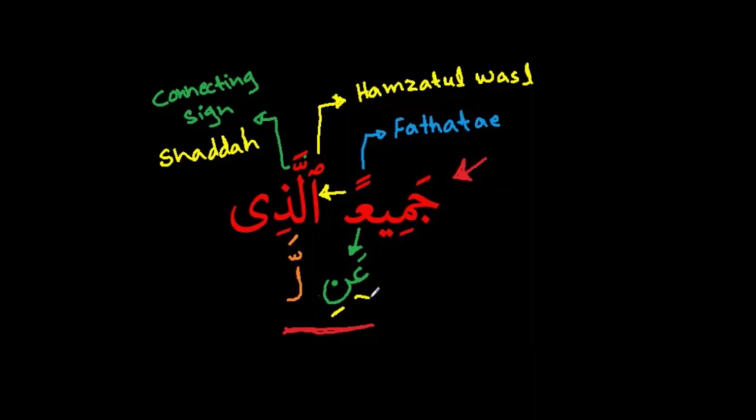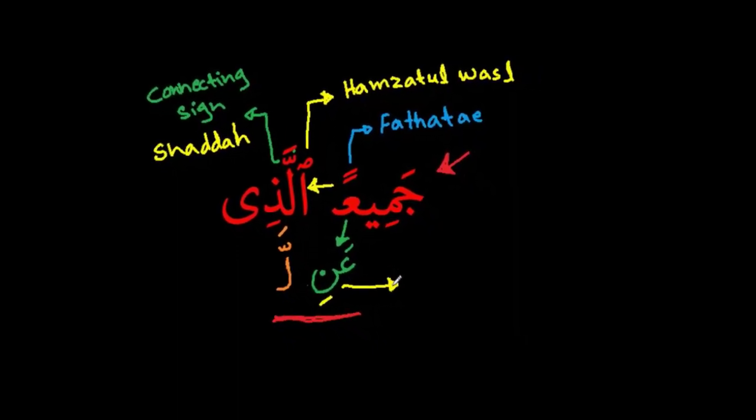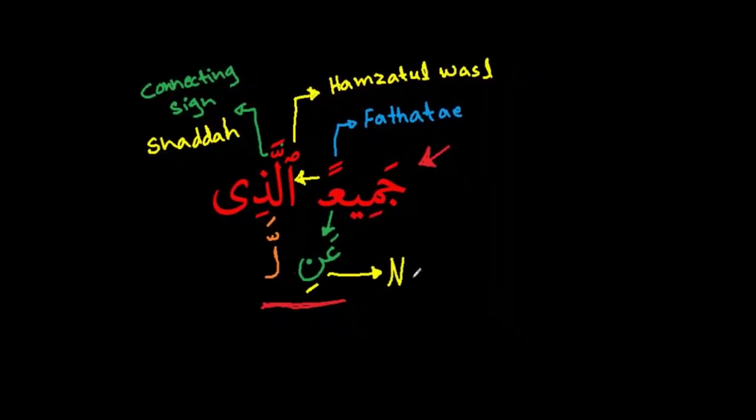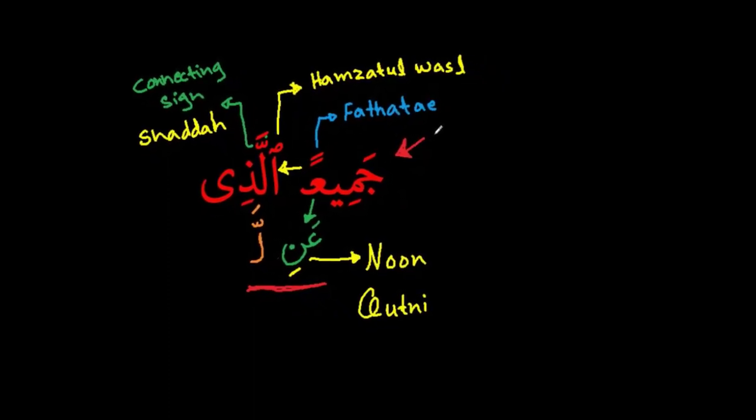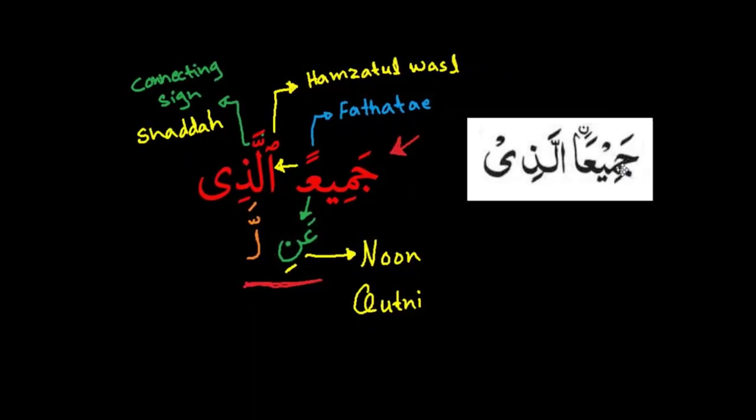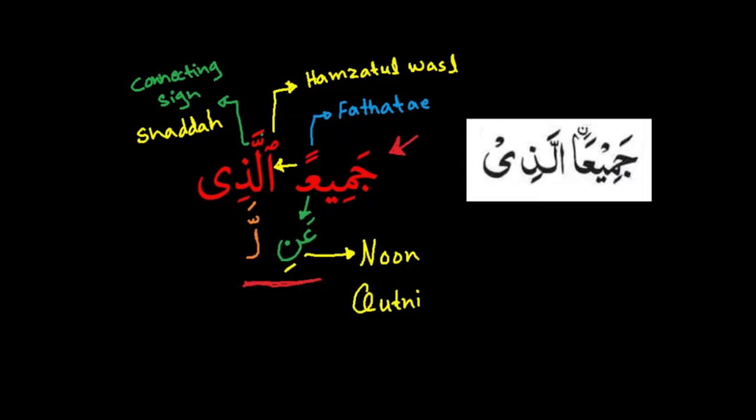This noon what we have expressed and we are pronouncing, this is called Noon Qutni. And I have also copied the same example from Indo-Pak Holy Quran script, and in this script you can see that also the small noon is written, which is Noon Qutni. This noon helps us to pronounce such type of examples easily. So this example is Jami'anil ladhi, like that we are going to pronounce.